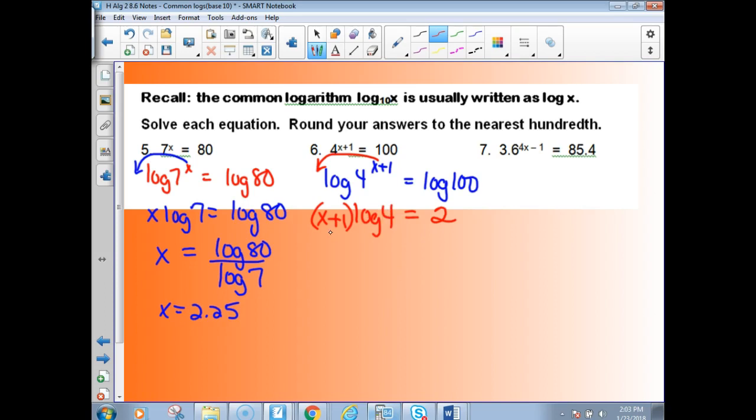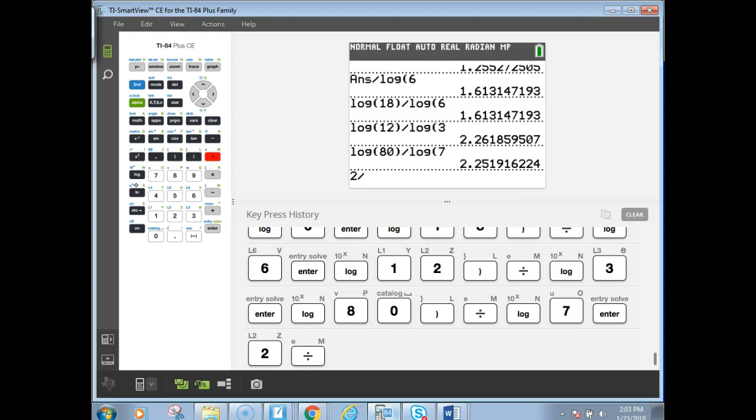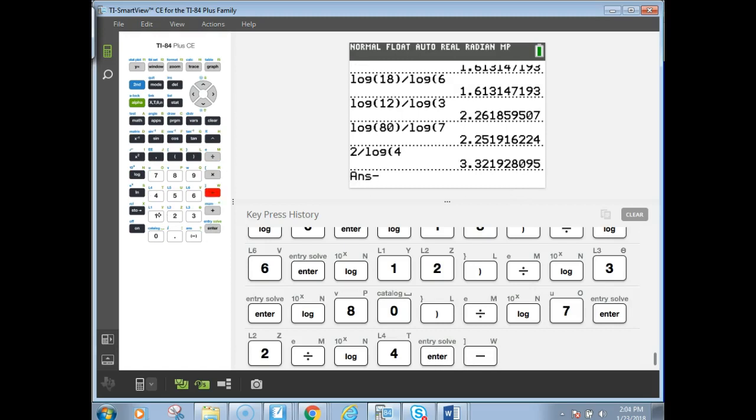And then log of 4 is a number. I'm going to divide by it. X plus 1 equals 2 divided by the log of 4. And again, it wouldn't have mattered if you went ahead and didn't evaluate. If you type log of 100 divided by log of 4, it'd still be fine for solving the problem. Okay, so what's 2 divided by log 4? Okay, now what do we need to do next to get the x alone? Subtract 1.